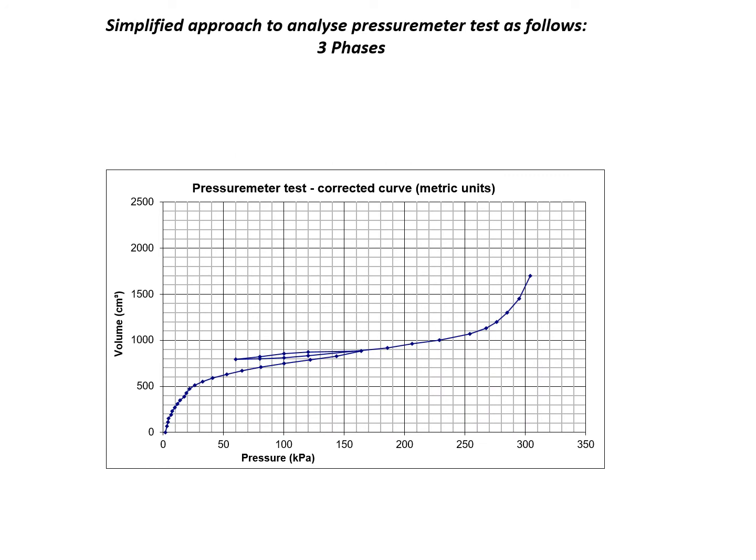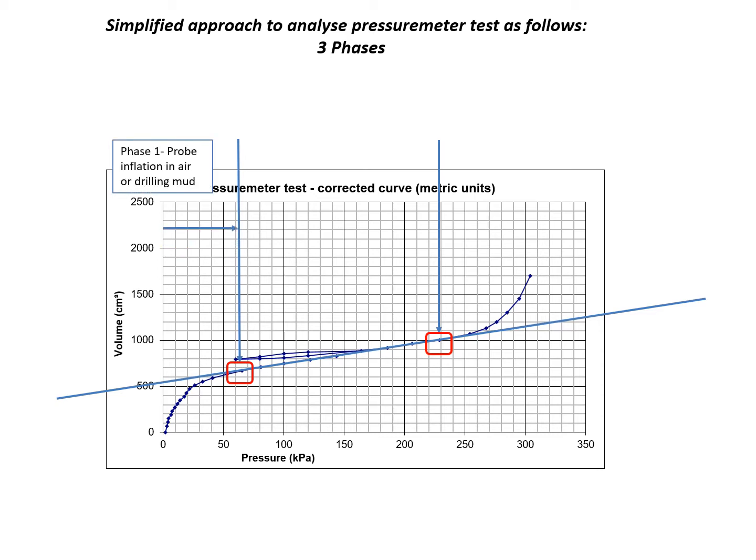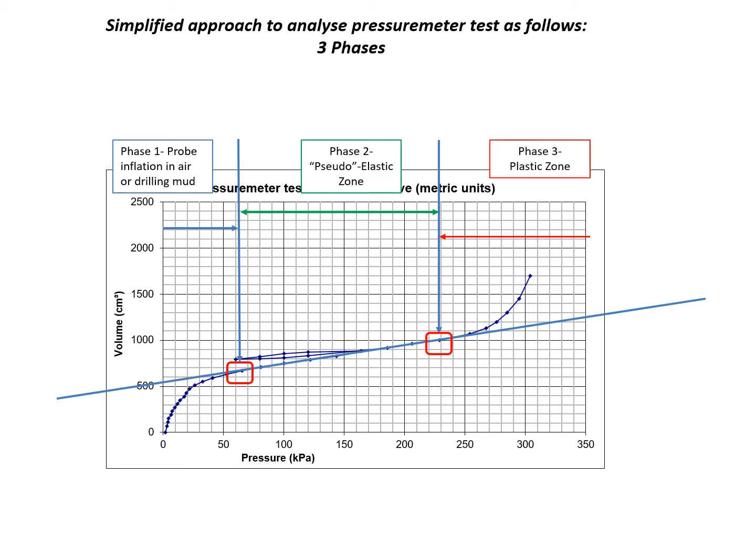So let's go. This one is a representative, classic, very good Pressuremeter test. If you make a straight line in the linear zone, you get 2 points. These 2 points divide the whole Pressuremeter test into 3 zones. Zone number 1 or phase 1, the probe inflates in air or in drilling mud, in water. That means before it touches the borehole wall. The second one, very important, what we're looking for, is zone number 2, phase number 2, the elastic zone. And the last one, after it starts yielding, you have zone number 3, phase number 3, the plastic zone, when you actually fail your soil.